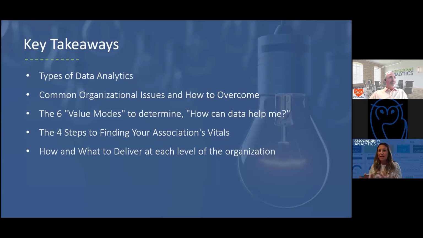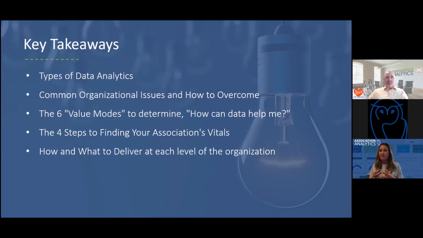Okay, so key takeaways. I know we threw a lot at you today. I'll make sure we get some of these frameworks and how-tos out to you guys. So we went through, you should now know the types of data and analytics. So if you want to get dangerous at the dinner table and talk through those that David had shared with you guys, common organizational issues and how to overcome those, the six value modes to determine the very simple question, how can data help me, or how can data help our organization? Those six value modes will break that down for you.